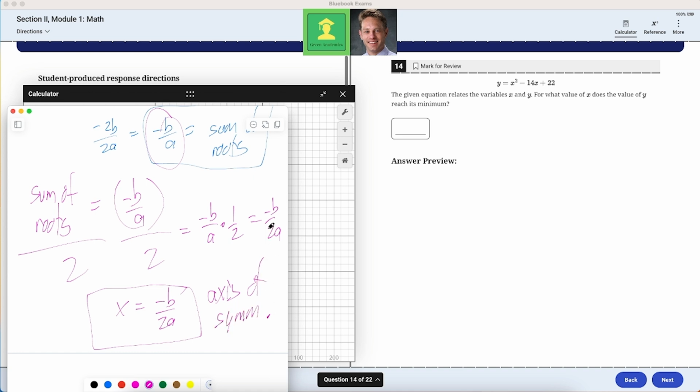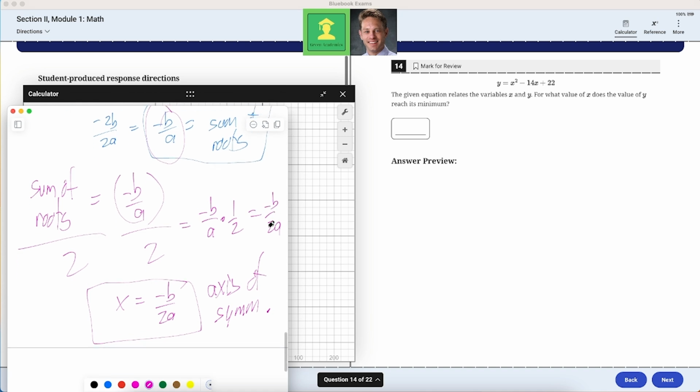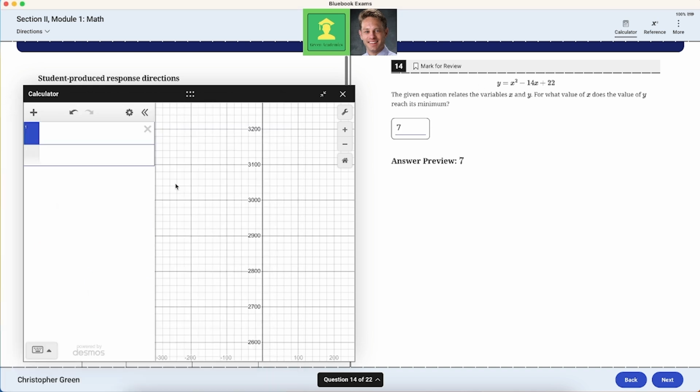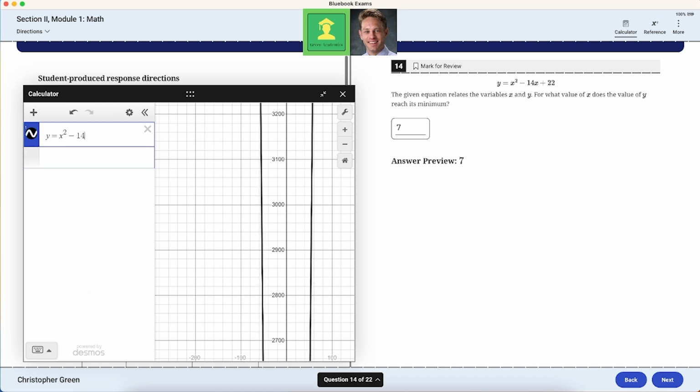In fact, for a lot of people, that topic alone provides a pretty decent bump up in their score once they master it. So, for what value of x does the value of y reach its minimum? The minimum of an upward opening parabola is, of course, the y value of its vertex. The x value is negative b over 2a, which is 14 over 2, which is 7. Now, of course, you could jump over all of that by having simply put it into decimals, of course.